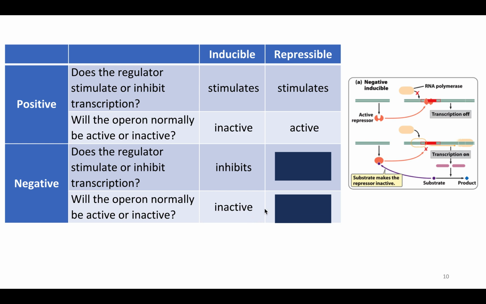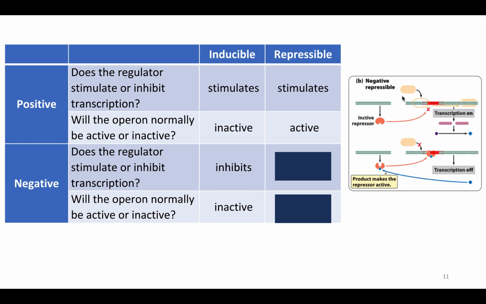And so with negative inducible operons, the substrate will bind to the repressor, making it inactive. So we have an inactive repressor here. And now that that repressor is inactive, it can no longer do its job. It can no longer bind onto the operator site. So now we have transcription occurring, because there's nothing blocking the polymerase from binding onto the DNA and transcribing it. So we have transcription happening. Transcription was induced here.